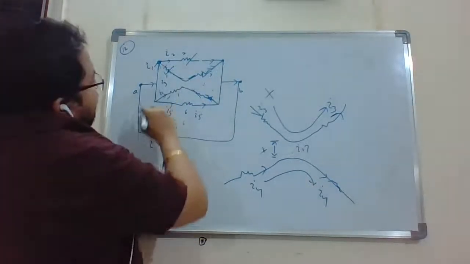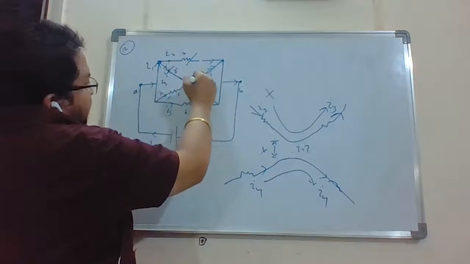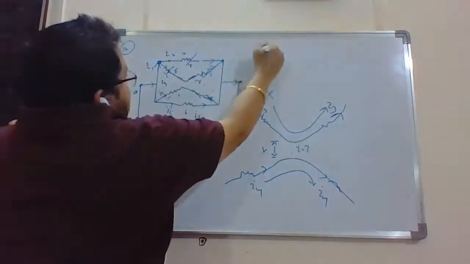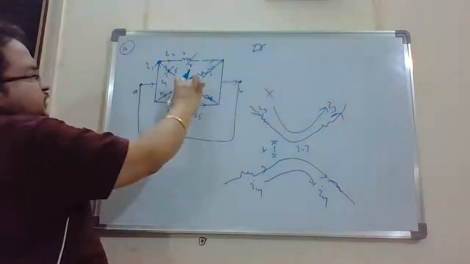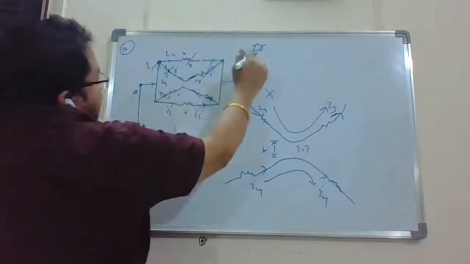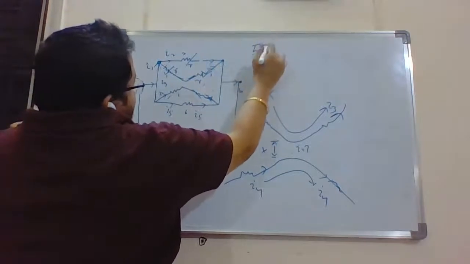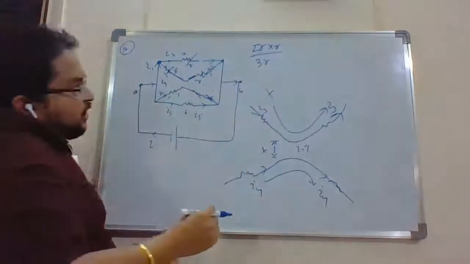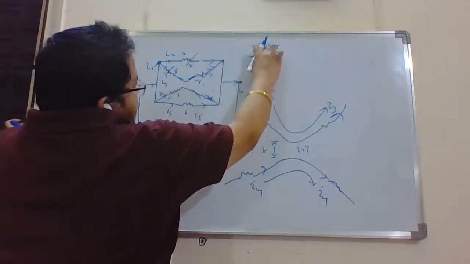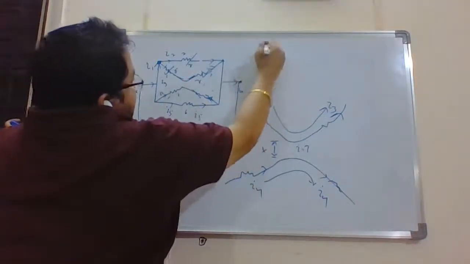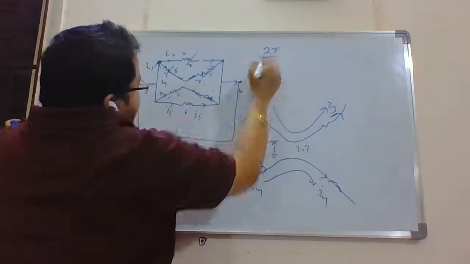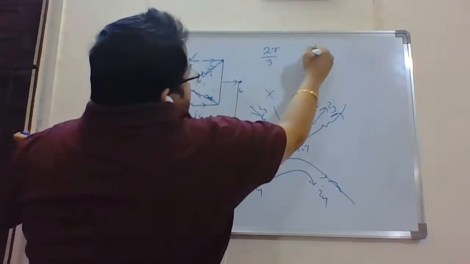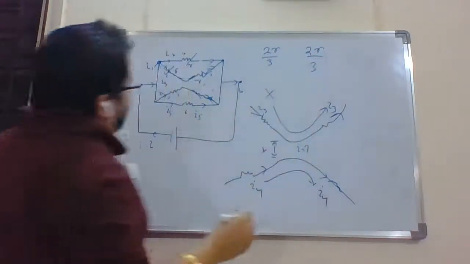So I can say that, now, if all are R, this is R, this is R, this is R. So R and R in series is nothing but 2R. This 2R is in parallel with this R, so this is nothing but 2R into R by 2R plus R. So that is nothing but 2R by 3. Similarly, for this segment also, it would be 2R by 3.